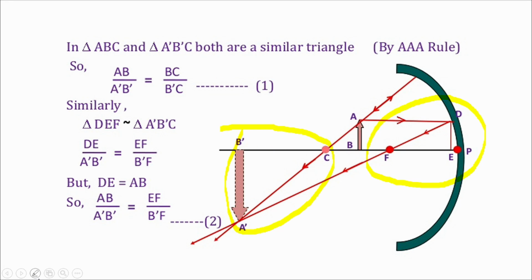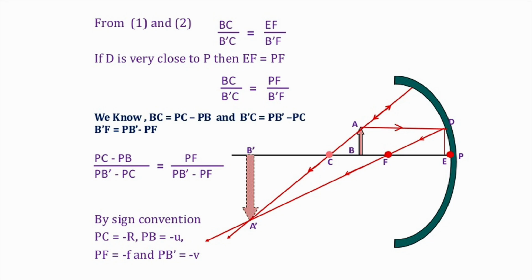But observe the diagram. Just wait. I will remove this one. AB is exactly equal to DE. What is the AB? Object height. So AB divided by A dash B dash equal to EF by B dash F. This is the equation number 2. I will continue. So from 1 and 2, BC by B dash C equal to EF divided by B dash F.